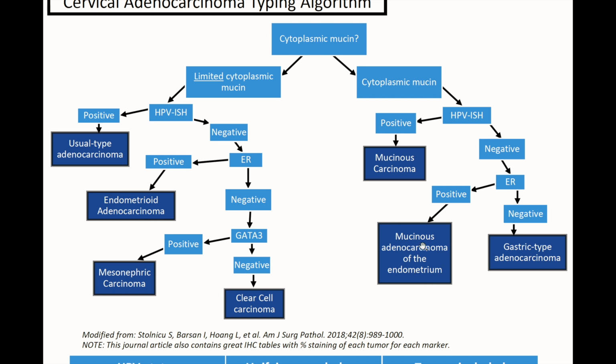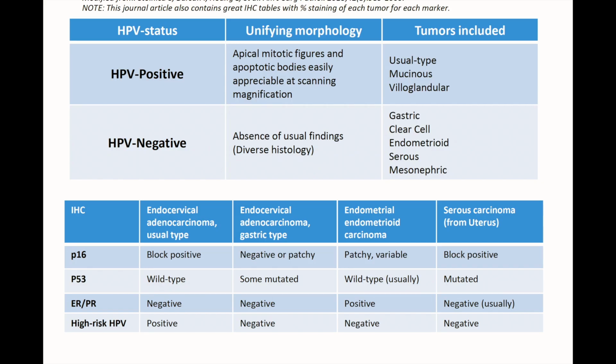So this algorithm, rather than just reading through it, is a cervical adenocarcinoma typing algorithm. I'm going to let you review this on your own, but you can follow it through. Like the first step would be, is there cytoplasmic mucin? If yes, you go down this way. If it's limited, you go here. Then you look at HPV positivity or negativity and some various IHCs, and that'll let you land on the diagnoses that we've already discussed in this video. But it could be just a good review to quiz yourself and see if the material that we've been discussing is sticking. And that was modified from the American Journal of Surgical Pathology, an article in 2018.